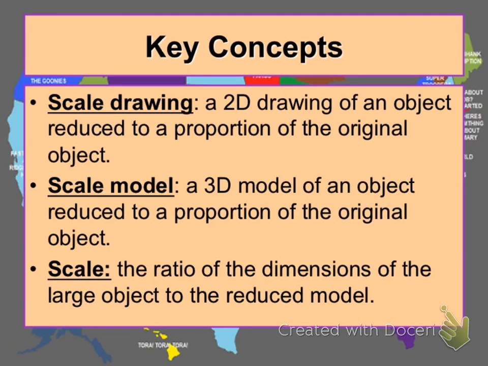A scale drawing, like a map, would be considered a scale drawing. A blueprint of a house would be a scale drawing. It's a drawing of an object that is reduced to a proportion of the original. A scale model would be a 3D model of that thing. Sometimes before they build skyscrapers, they make a 3D model that shows all the parts of the building in proportion to the actual building. And so the scale is the ratio of the dimensions of the larger object to the reduced object.